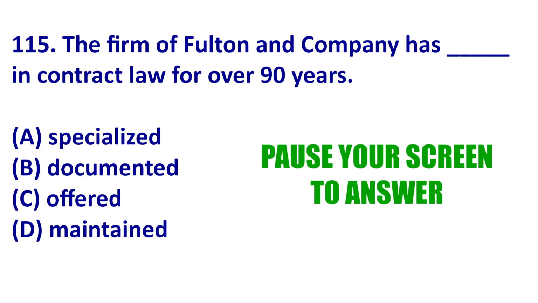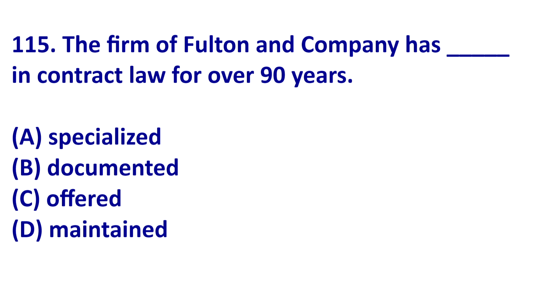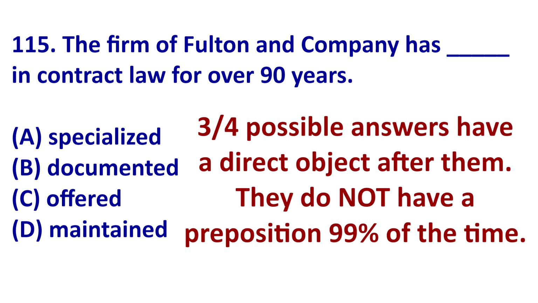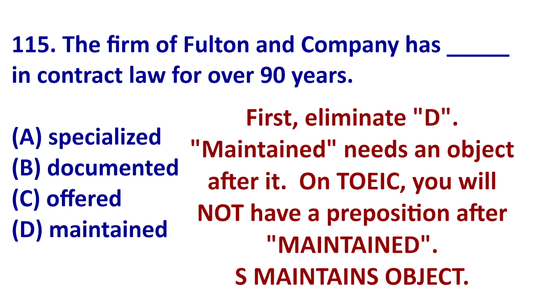Pause your screen if you need time. All right, so there are 2 ways to get this answer. Number 1 is grammar, and number 2 is vocabulary knowledge. Let's start with grammar. Many of these verbs that you can see here, specialized, documented, offered, maintained, many of these verbs need a direct object. This means you need subject, verb, object, not subject, verb, preposition, object. But here, we can see in this sentence, after the blank, we need in. But many of these verbs will not have a preposition after them.